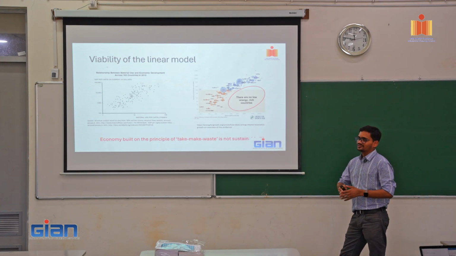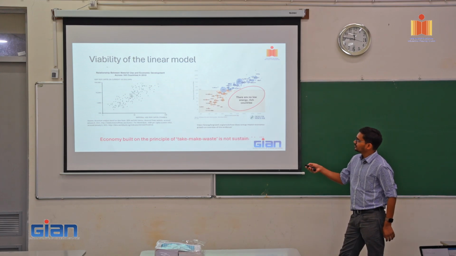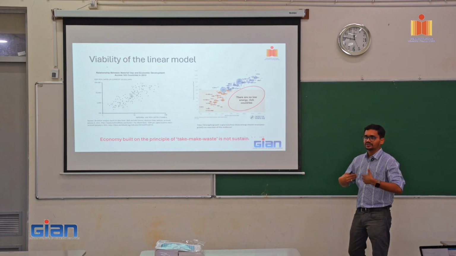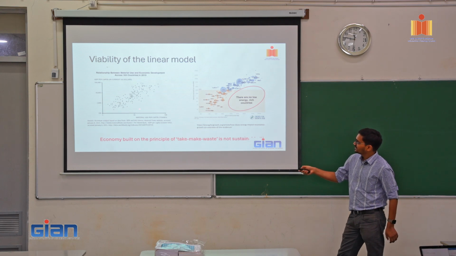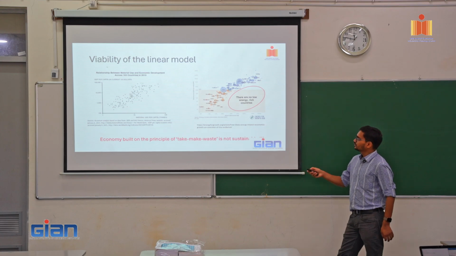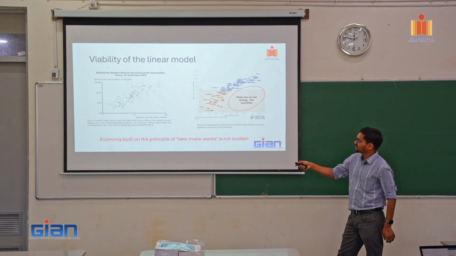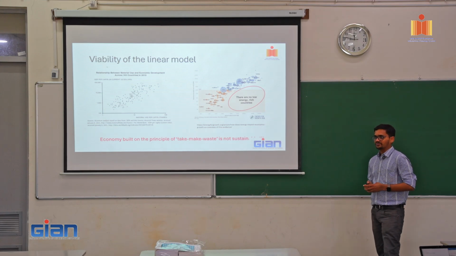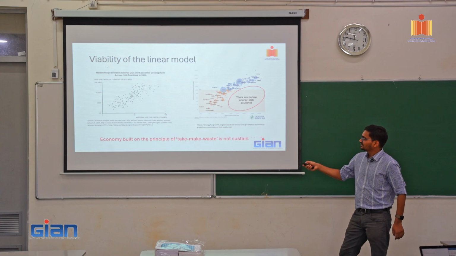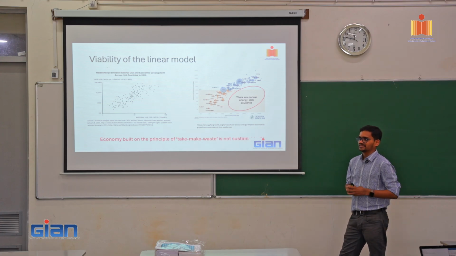So if you want to keep on using the linear model for a long time, then this is how the growth will happen. You want to increase the GDP per capita. Basically you want to become more and more rich, more and more developed. But that is closely linked with the increase in the material use per capita. Now today most of the developed countries are in this zone, close to 10,000s of dollars in GDP per capita. Developing countries are close to 10,000 or less than that.